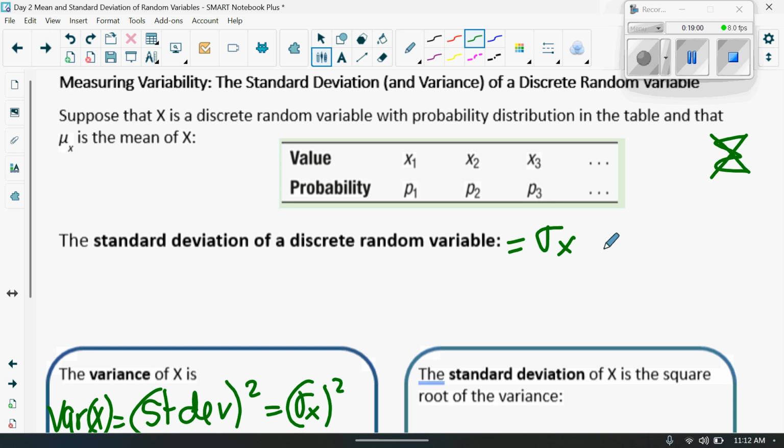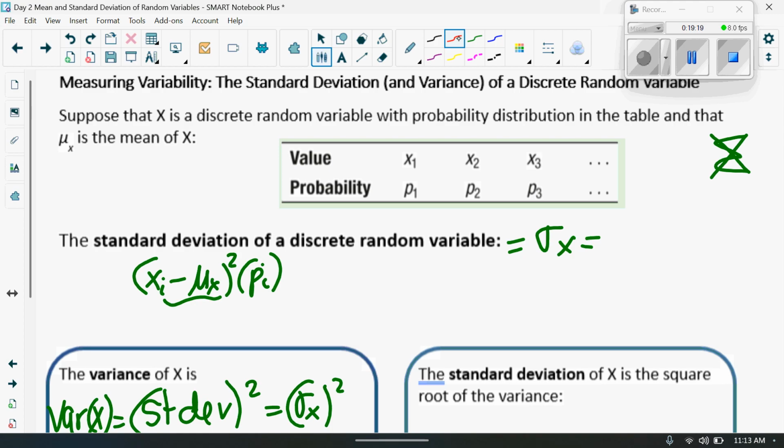Okay, so the formula is take your x, any x here, like x1, take away the mean that you just found, which is the expected value. That's your deviation from the mean. Square it to get rid of the negatives and multiply by your respective probability, okay?